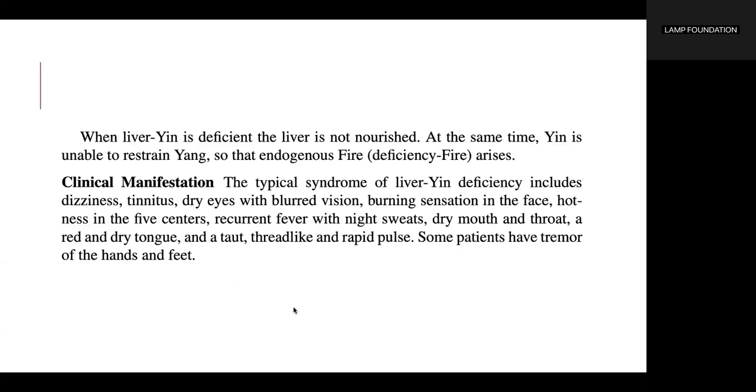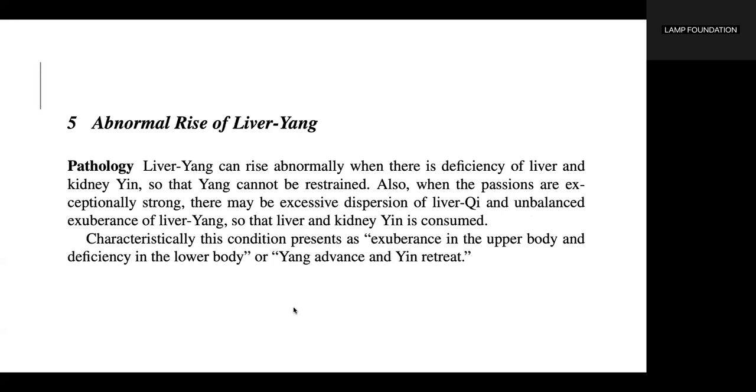When liver yin is deficient, the liver is not nourished. At the same time, yin is unable to restrain yang, so that endogenous fire or deficiency fire arises. The typical syndrome of liver yin deficiency includes dizziness, tinnitus, dry eyes with blurred vision, burning sensation in the face, hotness in the five centers, recurrent fever with night sweats, dry mouth and throat, red and dry tongue, and a taut, thread-like and rapid pulse. Some patients have tremor of the hands and feet.